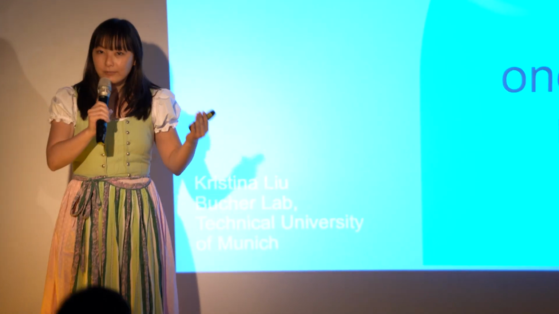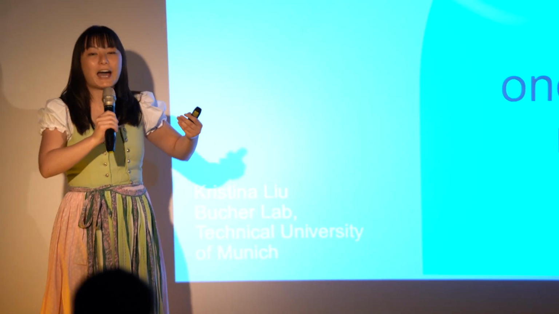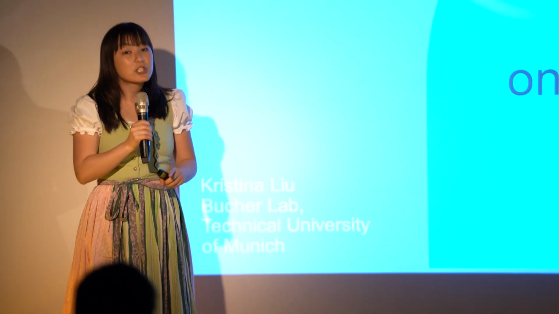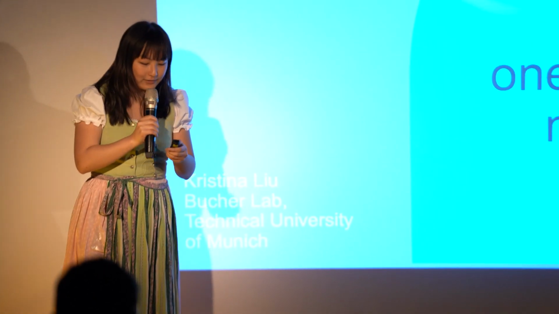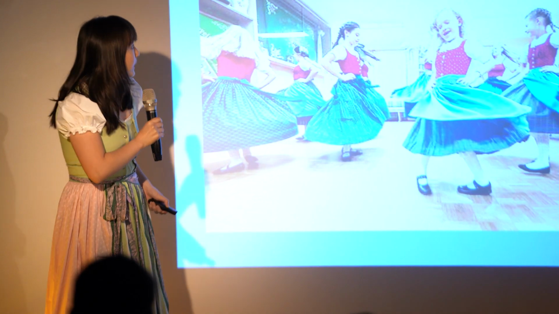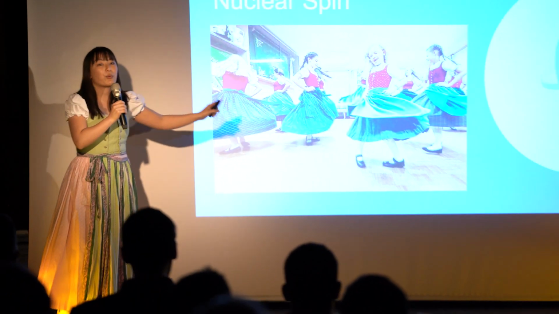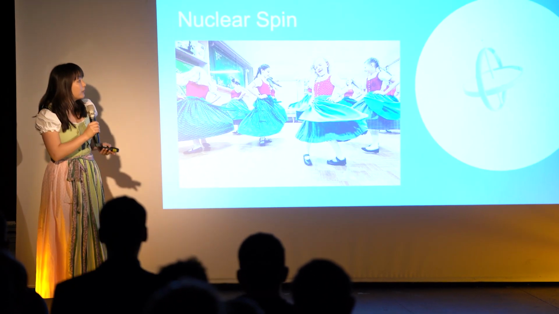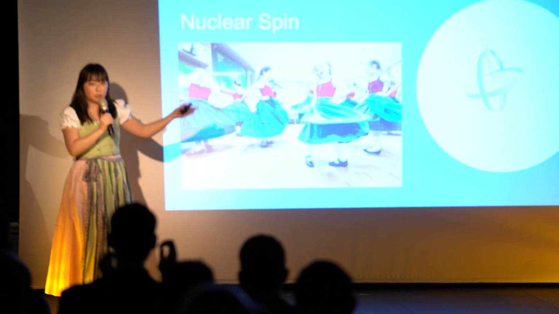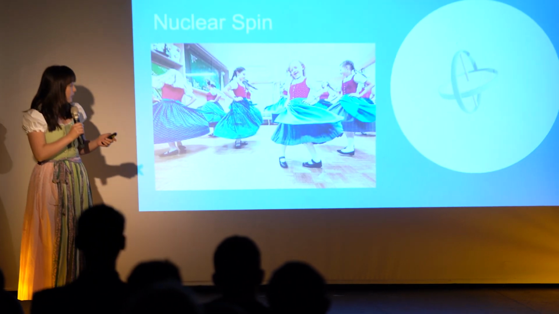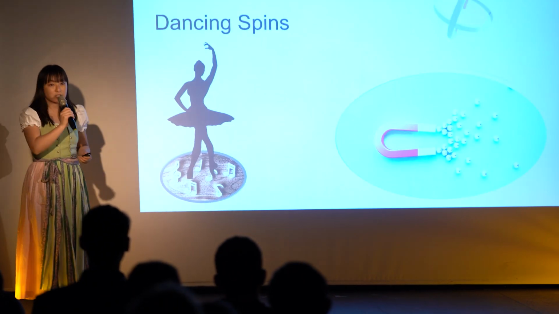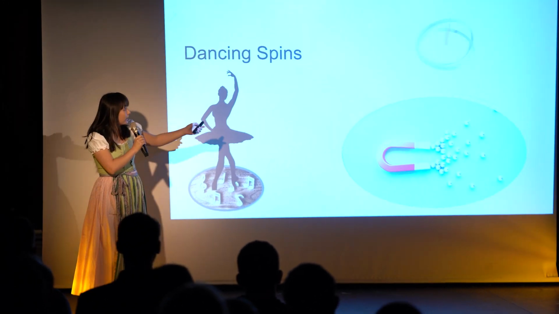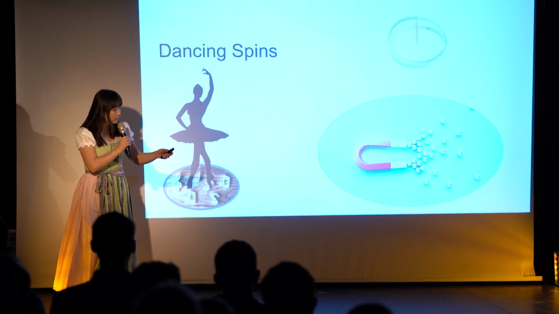So since we are in Bayern, I have taken this opportunity to wear a dirndl, which does in fact illustrate a physics concept. Twirling the dirndl in a beautiful dance is a wonderful way to see a nuclear spin. And much like a dancer needs music, a spin needs a magnet to start spinning.